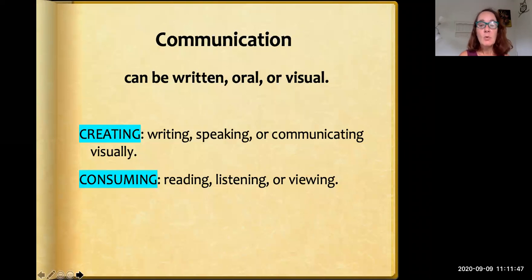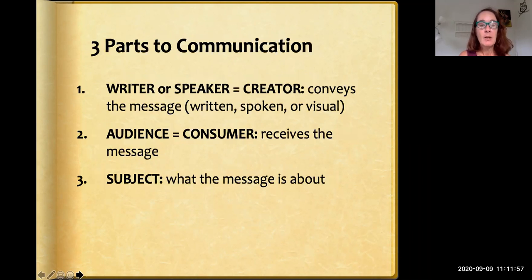Communication can be written, oral, or visual. The creator, when you are creating, you're writing, speaking, or communicating visually. When you're consuming, you're reading, listening, or viewing. There are three parts to communication. The writer or speaker or creator conveys the message. The audience or consumer receives the message, and the subject is what the message is about.